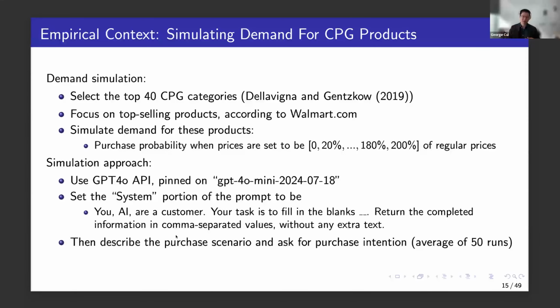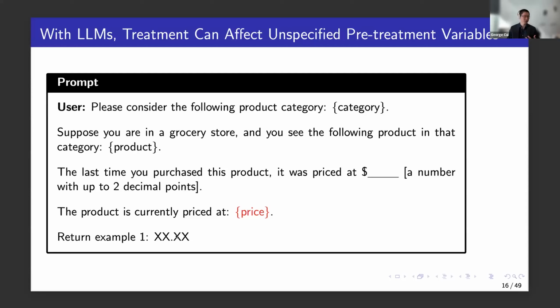This is a more detailed prompt that we're using in addition to the system prompt. In the user part, we asked, please consider the following product category. Suppose you're in a grocery store and you see the following product in that category. We're also going to ask some questions related to unspecified pre-treatment variables. The idea is that suppose we want to run an experiment that randomizes the price. We may want to check whether it affects other pre-treatment variables and whether they are balanced. So we asked: the last time you purchased this product, it was priced at a certain value, and the product is currently priced at a certain value.